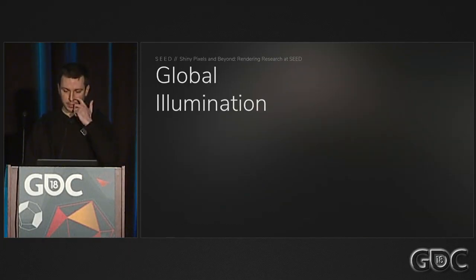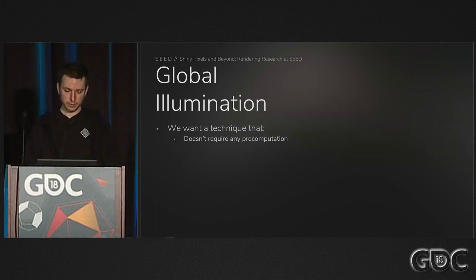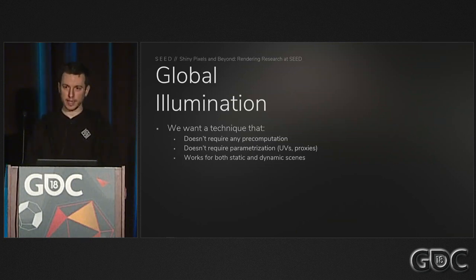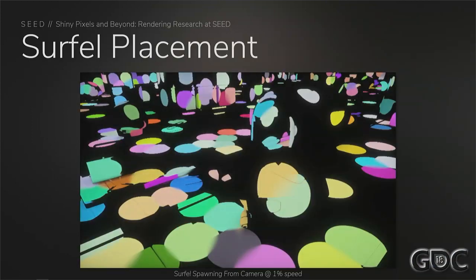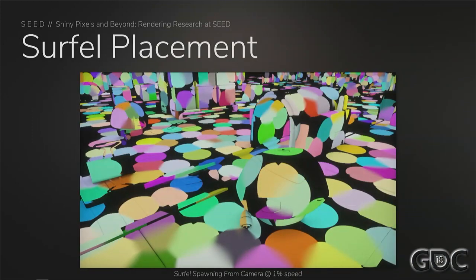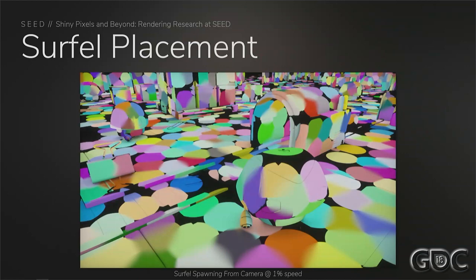And so when it comes to indirect lighting or global illumination, for this project, we wanted a technique that doesn't require any pre-computation, that doesn't require parameterization, so no UVs, proxies, whatever, that works for both static and dynamic scenes, is adaptive and refines itself on the fly. And so we went for a point-based approach where we have circles in the world where we path trace irradiance and do runtime Monte Carlo integration, like Johan said. And so we basically prioritize circle spawning by the camera position, the orientation, and the depth.